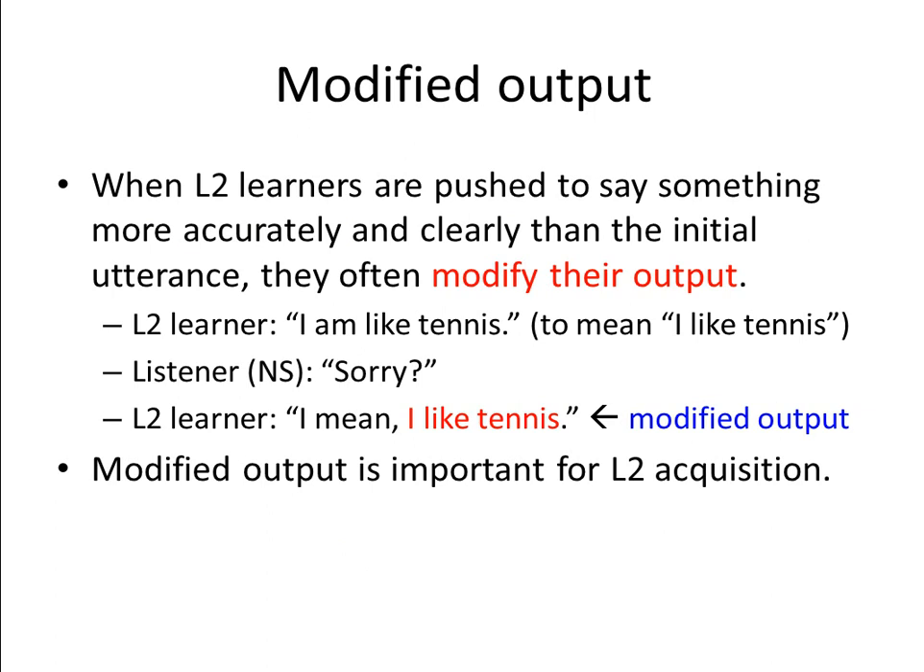Another important thing is modified output. When second language learners are pushed to say something more accurately and clearly than the initial utterance, they often have to modify their output. So for example, if the learner says, "I am like tennis," to mean "I like tennis," and if the listener says, "Sorry," the learner might say, "I mean, I like tennis." So this is an example of modified output.